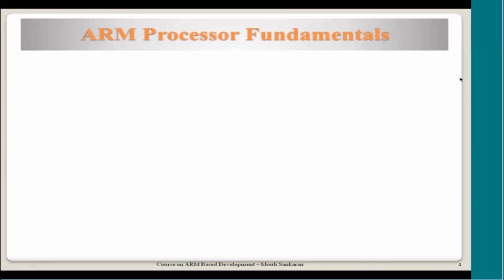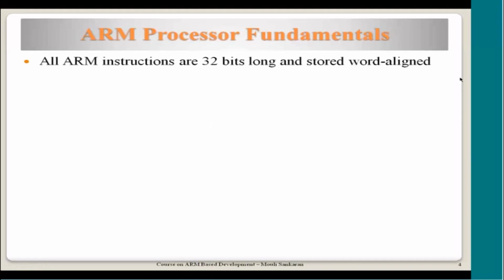Now to start with, let us again refresh the fundamentals on which the ARM processor is designed. All of you are aware that the ARM instructions are all 32 bits long, so they are all aligned on word, that means 4-byte boundaries. The instructions can be only on 4-byte boundaries, and all of them are 32 bits in length.